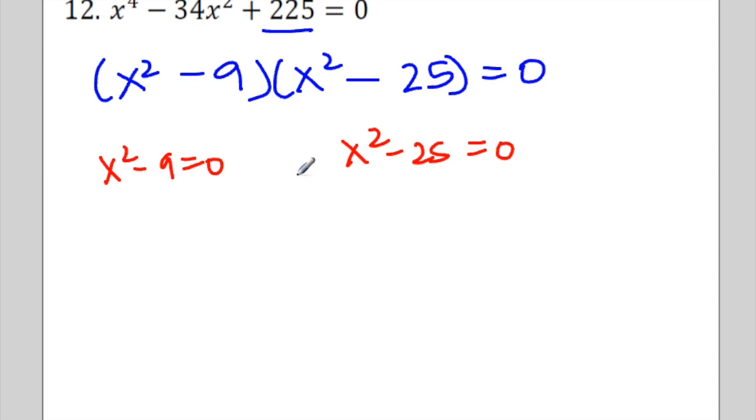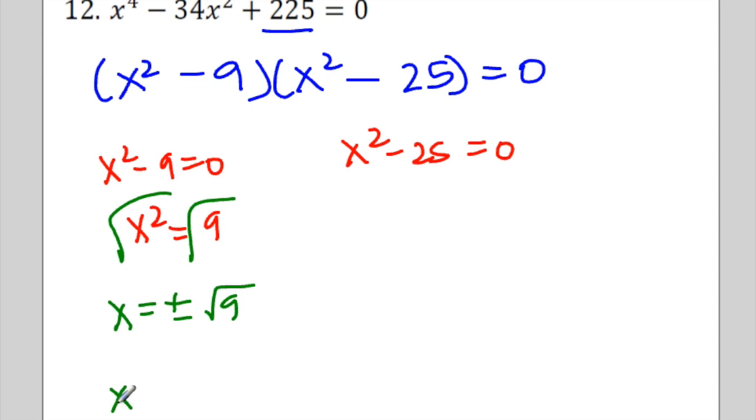And I would just have to use the square root property in order to solve this one. So I'd add 9, so I have x squared is equal to 9. And then remember, when you take the square root, we have two answers, plus or minus the square root of 9. So x is equal to positive or negative 3.